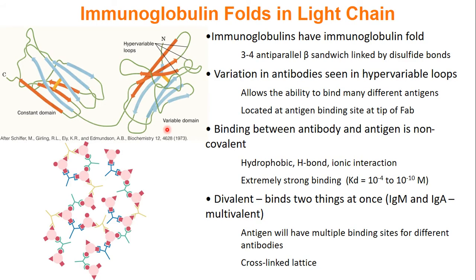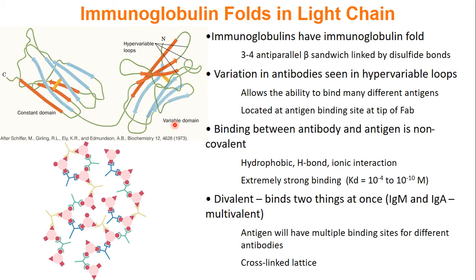Now let's look at the secondary structure of our antibodies or immunoglobulins. Immunoglobulins have what's called the immunoglobulin fold. You have a 3 to 4 anti-parallel beta sandwich here, which is held together by disulfide bonds. So the yellow here is your disulfide bonds.